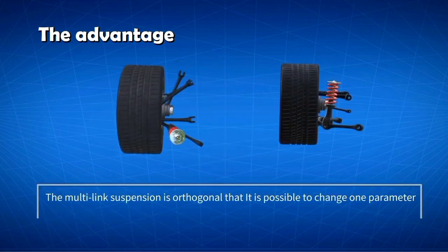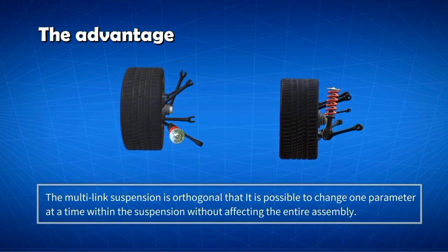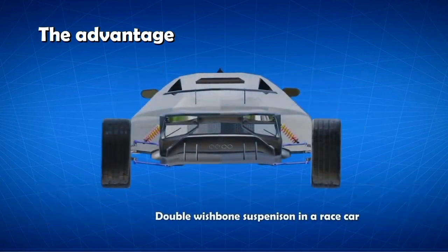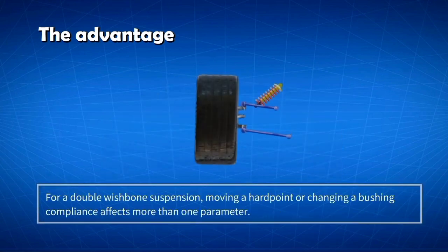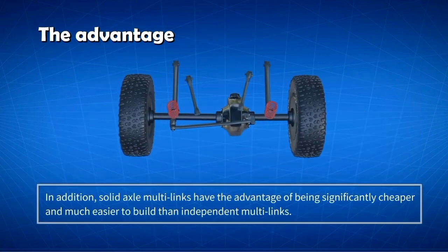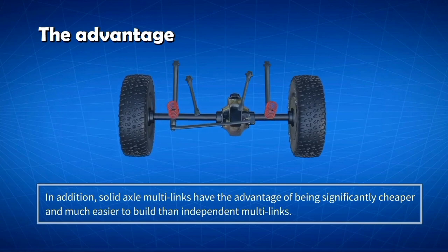In the simplest form, the multi-link suspension is orthogonal, in that it is possible to change one parameter at a time within the suspension, without affecting the entire assembly. This is a significant difference from double wishbones. For a double wishbone suspension, moving a hardpoint, or changing a bushing compliance affects more than one parameter. In addition, solid axle multi-links have the advantage of being significantly cheaper, and much easier to build than independent multi-links.